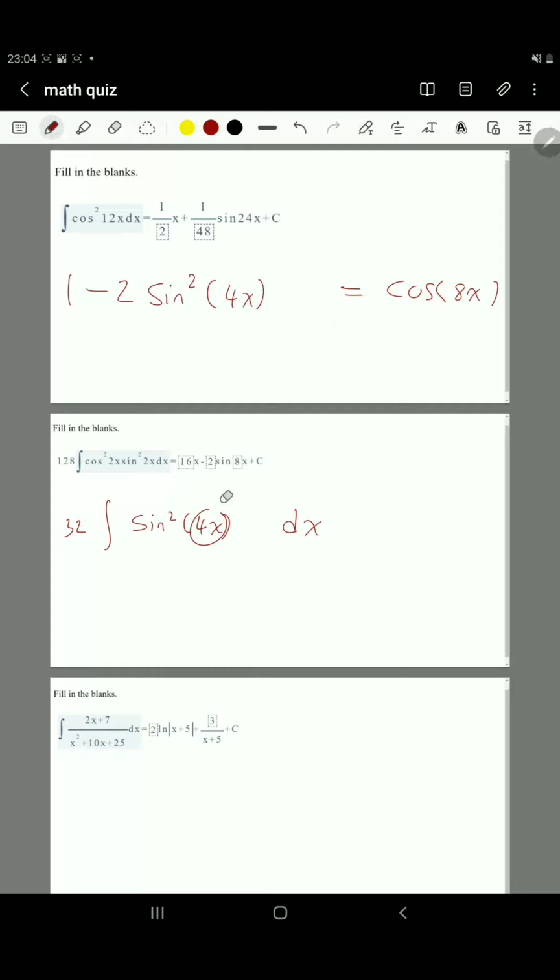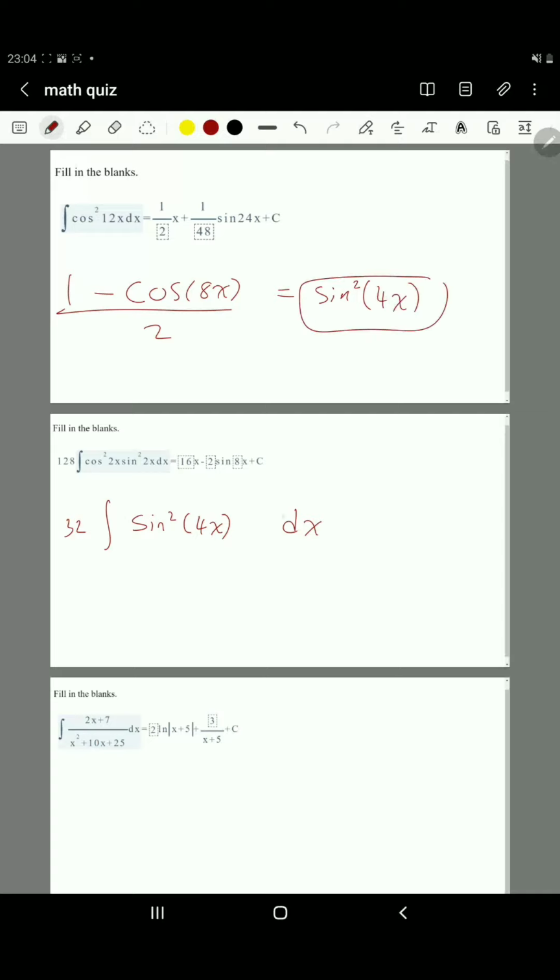Now we need to solve for sine squared, so we take this whole thing to the other side, it becomes plus 2 sine squared 4x. Take this to the other side, you get minus cosine 8x. And you divide by 2 on both sides. 2 cancel. So you get sine squared 4x is equal to 1 minus cosine 8x over 2.